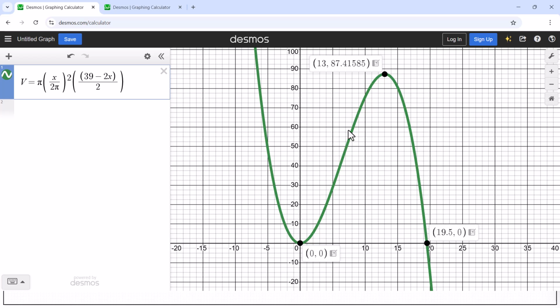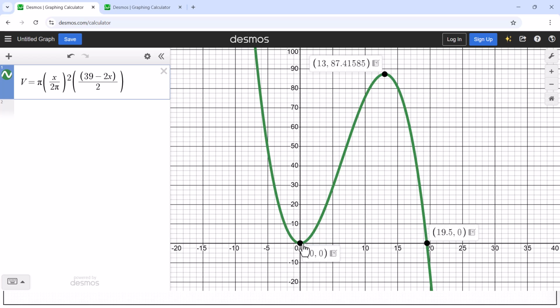Let's focus on the x-intercepts. On the left we have (0, 0). On the right we have (19.5, 0). It is between these values where we have a positive volume, and therefore the domain is going to be the open interval from 0 to 19.5. We don't include 0 or 19.5 because at these values the volume is 0. So again, the domain is going to be the open interval from 0 to 19.5.